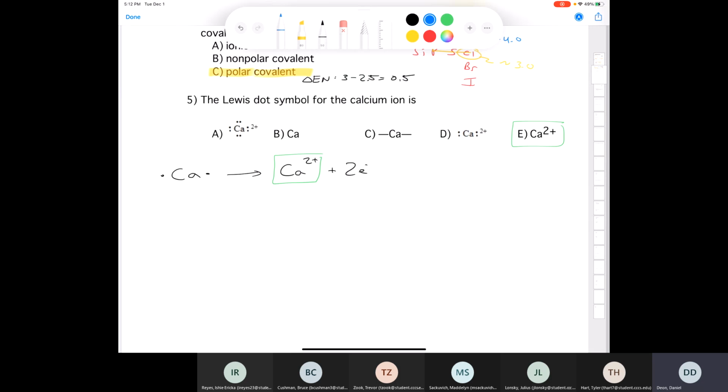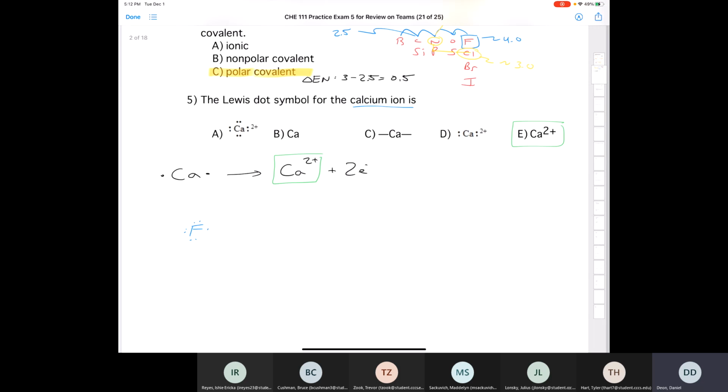For example, if you think of fluorine, fluorine is in group 7. So we have 1, 2, 3, 4, 5, 6, 7. Okay, so we only include valence electrons, and the calcium ion has no valence electrons. It's lost them in order for, again, it to be isoelectronic with the nearest noble gas, which would be argon.